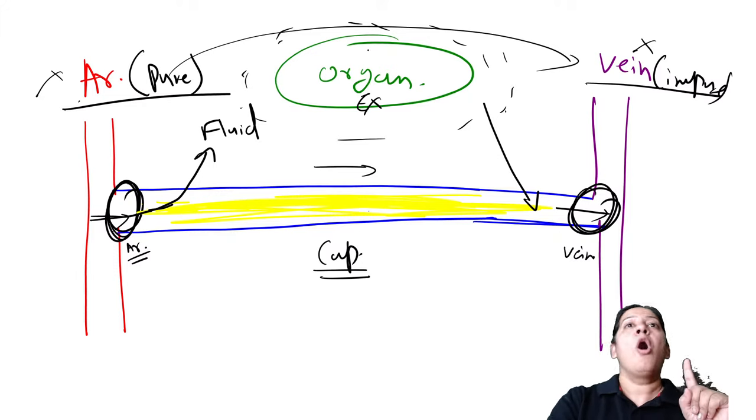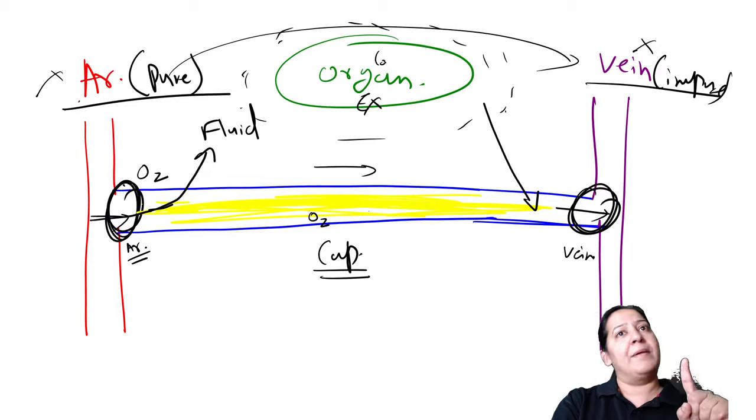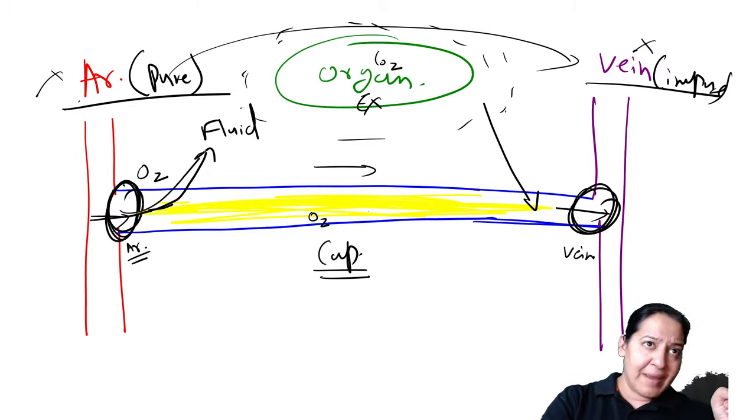Now, listen. All organs require oxygen. The oxygen is present in the blood. Since it is pure blood, it contains oxygen. And tissue contains carbon dioxide. The carbon dioxide should be excreted into the blood. So, for the exchange, the fluid is coming out.